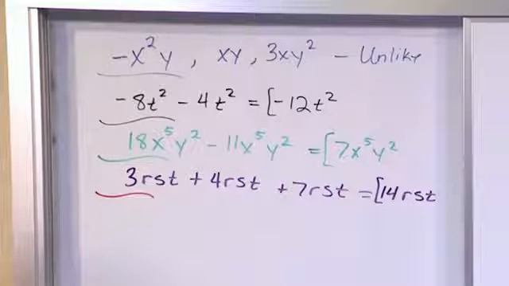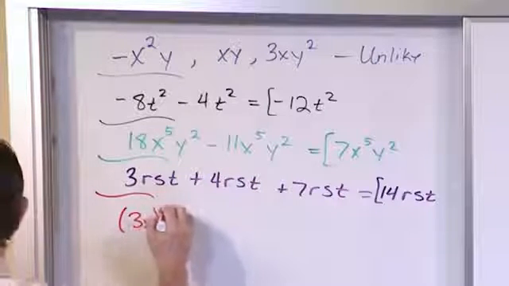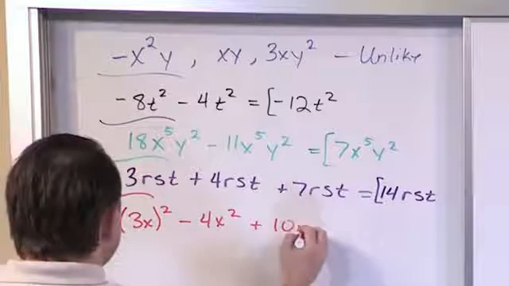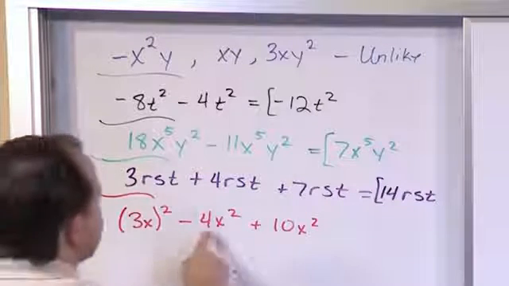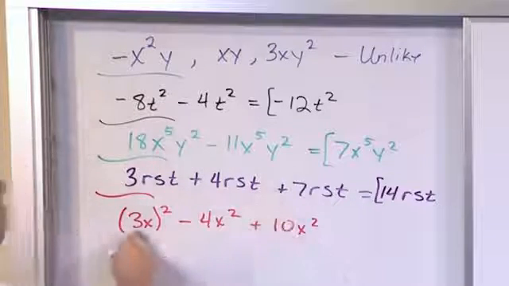All right, so let's go ahead and do a different thing. Let's say we have 3x squared minus 4x squared plus 10x squared. And the question is, simplify this expression as much as you can. Well, you know you're going to be able to combine these in the end because I have x squared and x squared, but what about this guy?